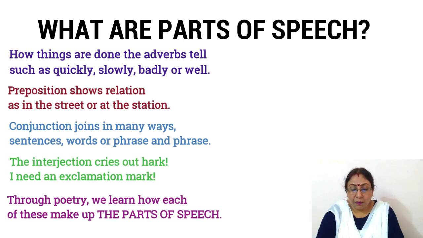So, with this poem, we come to the conclusion of parts of speech. And one thing I forgot to tell you is that an interjection always takes an exclamation mark when written in a sentence. So I hope all of you have understood the basic knowledge of parts of speech, or the basic thing that the parts of speech convey to us.